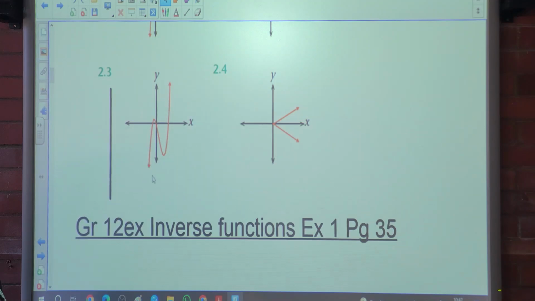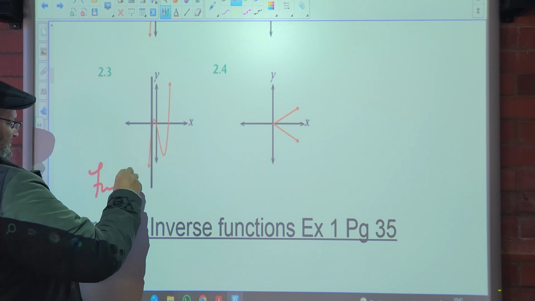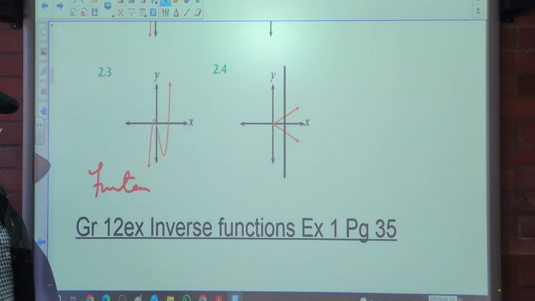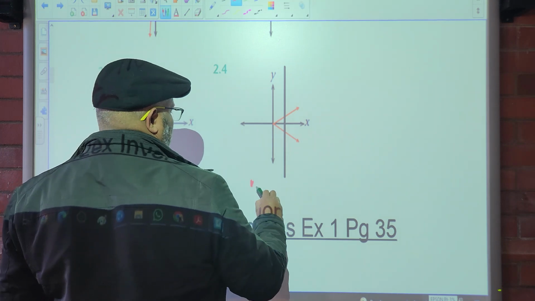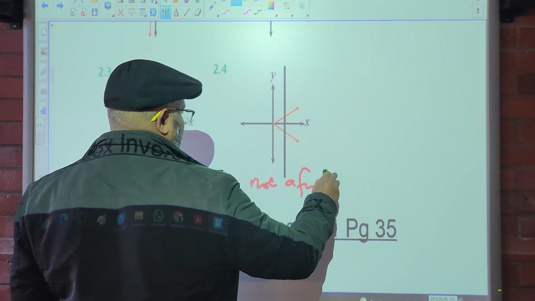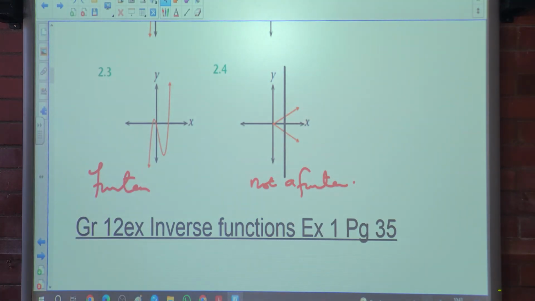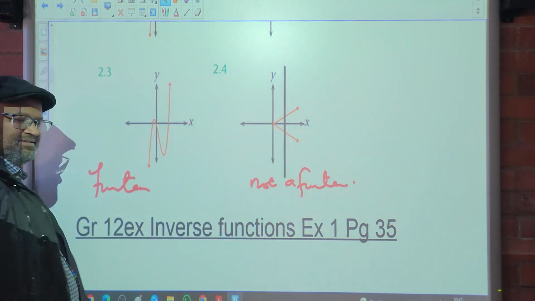This one here, 2.3. Is this cubic graph a function? Yes. Why? Because anywhere along that curve, it cuts the graph at one point only. So this one is a function. Then 2.4. Is that a function? No. Why? It does not pass the vertical line test. That would be a one to many. For this one x, there are two y's. Okay.